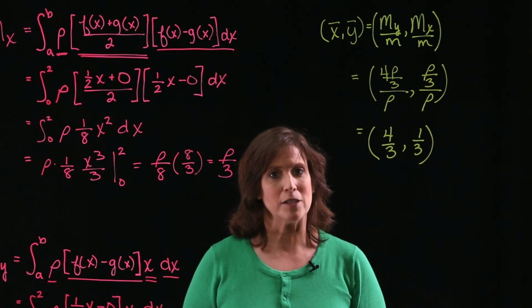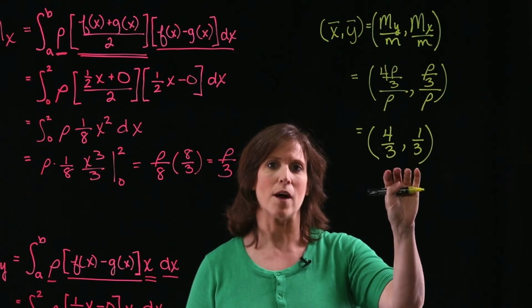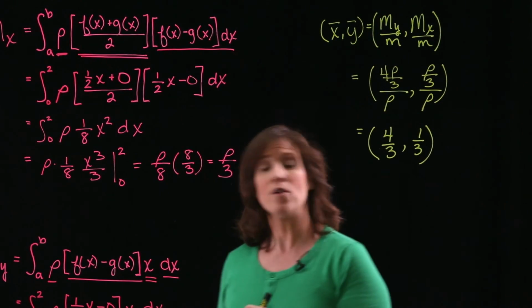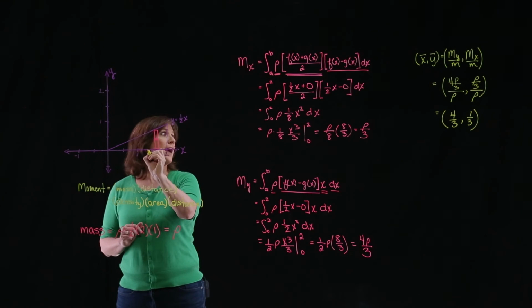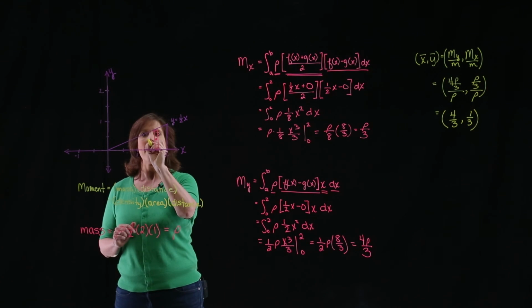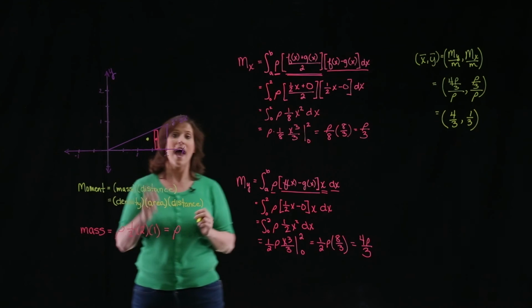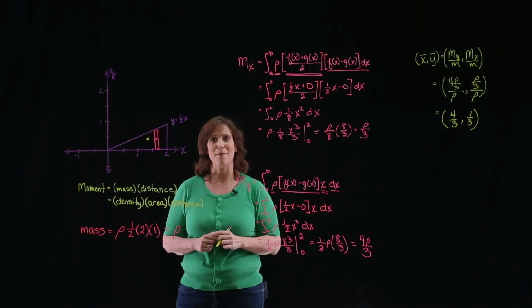Now let's go back to our picture just for a second to find out where that point is. The point 4/3, 1/3. So 4/3 is 1 1/3, and 1/3 is going to be right about in here. And that's going to be my center of mass.